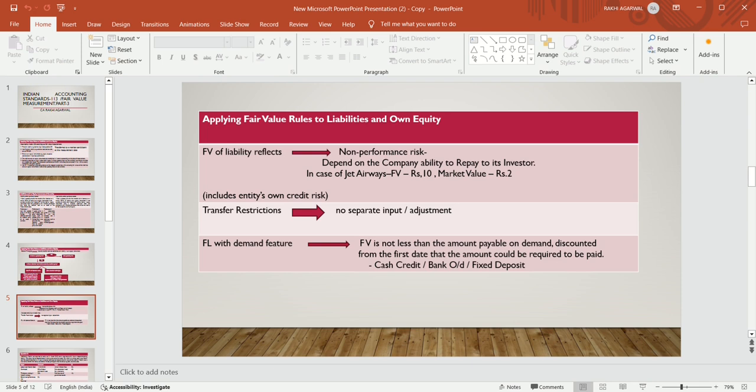It is discounted from the first date the amount could be required to be paid. Cash credit, bank OD: cash credit is an amount that is payable on demand. At any point the bank can come and say, please pay my amount. So cash credit and bank OD are that type of payable on demand. Fixed deposit: you make a fixed deposit for 5 years, but you go to the bank and tell them you require money anytime before the maturity period. The bank will not deny. The bank has to break your fixed deposit at any point of time. So they have to create that liability in their books that they will repay it along with accrued interest. You will not take below the accrued interest or principal amount. That is the liability with demand feature, that anytime they can stand up and say please give my amount.